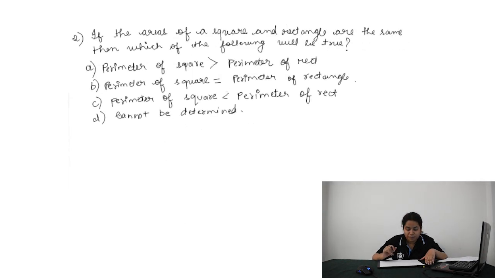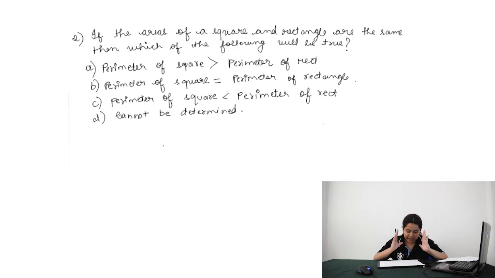Let's move to the next problem now. Here we have been given that the areas of a square and rectangle are the same. Then which of the following will be true? We have 4 options, in which the first option is that the perimeter of the square will be greater than the perimeter of the rectangle. Second option is whether the perimeter of square is equal to the perimeter of rectangle. And the third option is perimeter of square is less than perimeter of rectangle. And D, most of us will think that it cannot be determined. But it can be very simply determined by imagining few things.